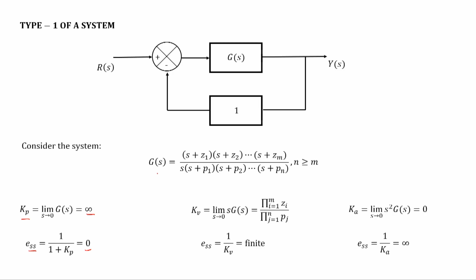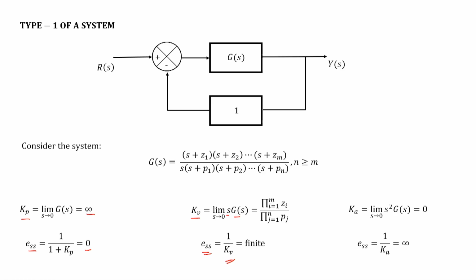Whereas, when I find Kv, you see what will happen: s and 1/s will cancel out, and we will be left with only this part, which means again this will be the product of the zeros divided by the product of the poles, and the steady state error will come out to be a finite quantity.